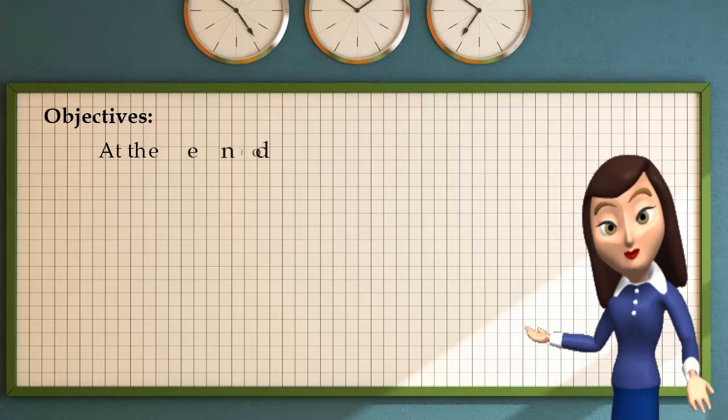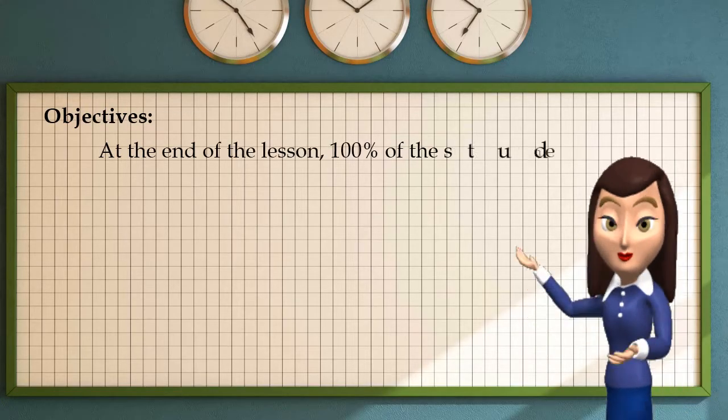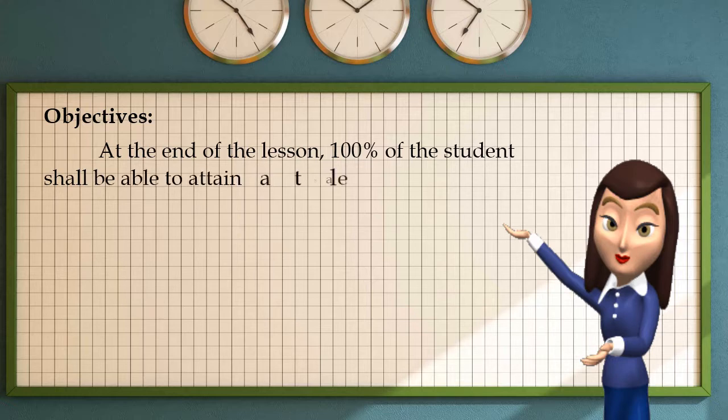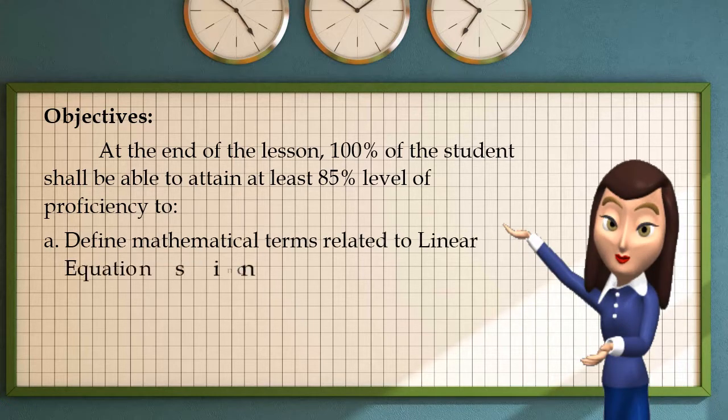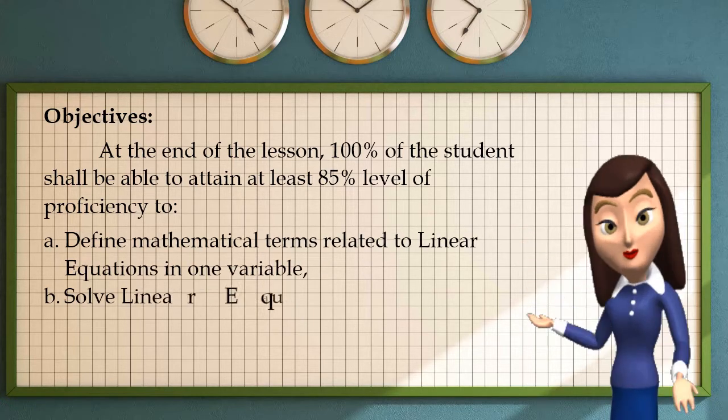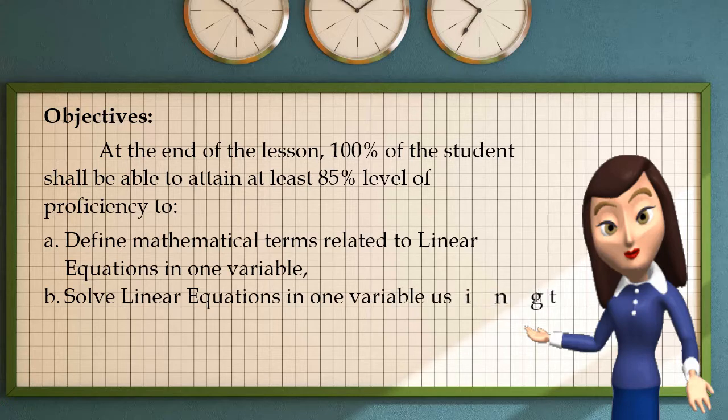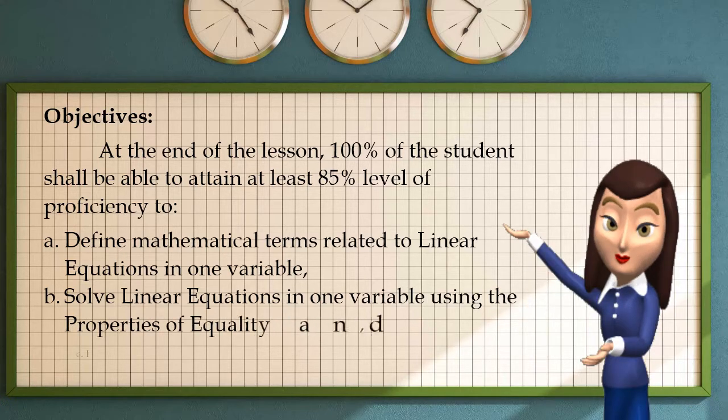Objectives. At the end of the lesson, 100% of the students shall be able to attain at least 85% level of proficiency to: A. Define mathematical terms related to linear equations in one variable. B. Solve linear equations in one variable using the properties of equality. And C. Identify like terms.